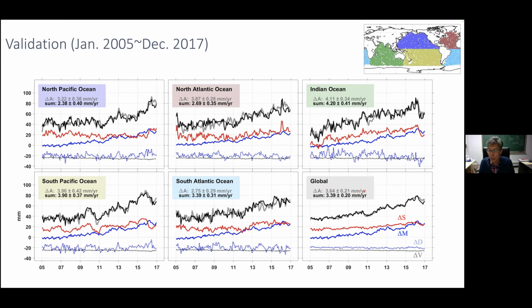So the gray line shows the altimetry observation for total sea level change. This is the observation. The black line shows the estimation of total sea level change by summing these 4 different sea level change contributors: steric effect, mass effect, ocean dynamic effect, and seafloor deformation. For the global ocean, we have very nice agreement between observation and estimation. For the 5 ocean basins, we also have very close agreement between observation and estimation.